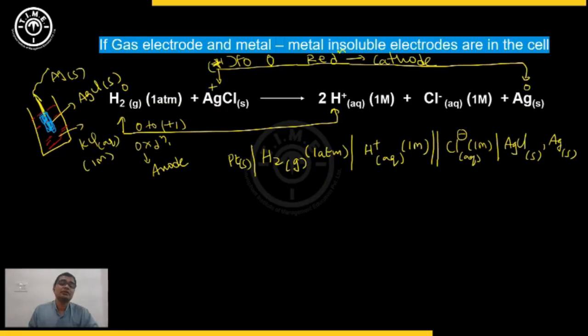Now you write here KCl, meaning Cl minus ion. It is in aqueous state, concentration is 1 molar. It is connected to AgCl, and the AgCl insoluble salt is connected to silver solid. This is called the silver chloride insoluble electrode. This one acts as a cathode, and the hydrogen electrode is taken as anode. This is a cell notation.